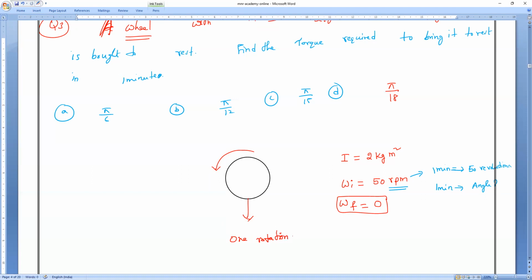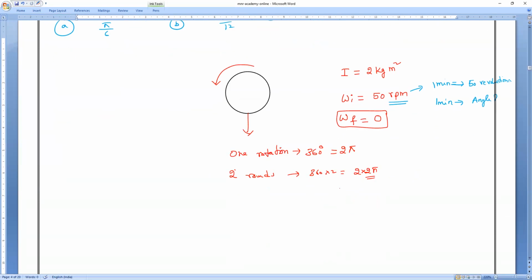One rotation means what is the angle made? Complete rotation equals how much? 360 degrees, which equals what? 2 pi. If it makes 2 rounds, it is 360 into 2, which equals 2 into 2 pi. Am I right or wrong, everybody? Yes, sir. So it is making how many rotations? 50 revolutions per 1 minute means 50 rounds. What is the total angle, everybody?